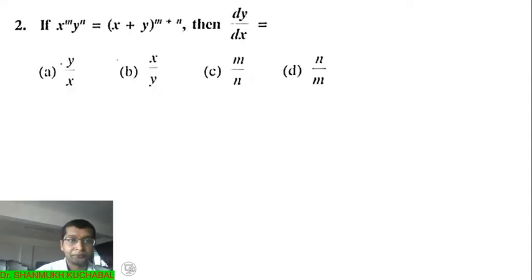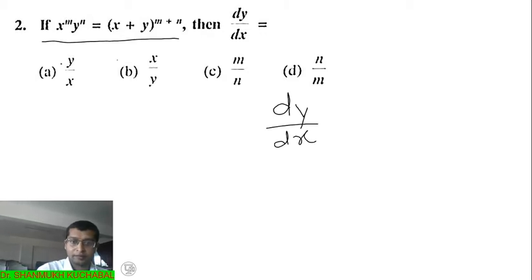Next example: x raised to m into y raised to n equals (x plus y) raised to m plus n. This is a standard example, and many times you have solved this type of example. So dy by dx equals y divided by x, therefore option A is the right answer.